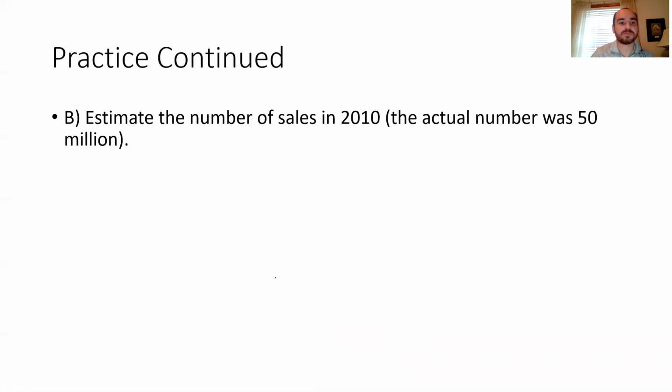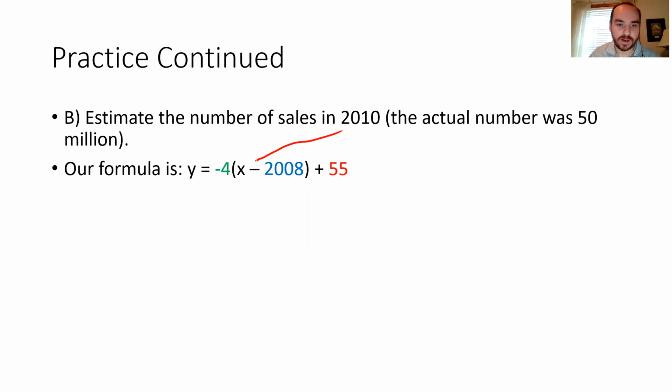Okay, now let's move on to B. So we want to estimate the number of sales in 2010, and we can compare that to the actual number of 50. So we've got our formula, y equals -4(x minus 2008) plus 55. We'll plug in 2010 for x.